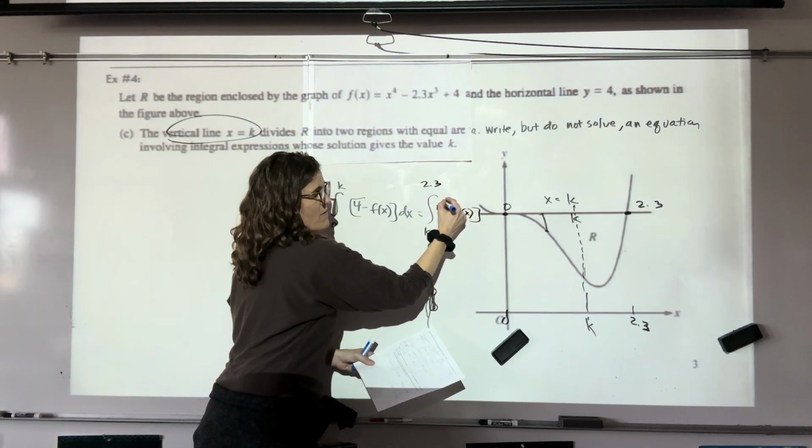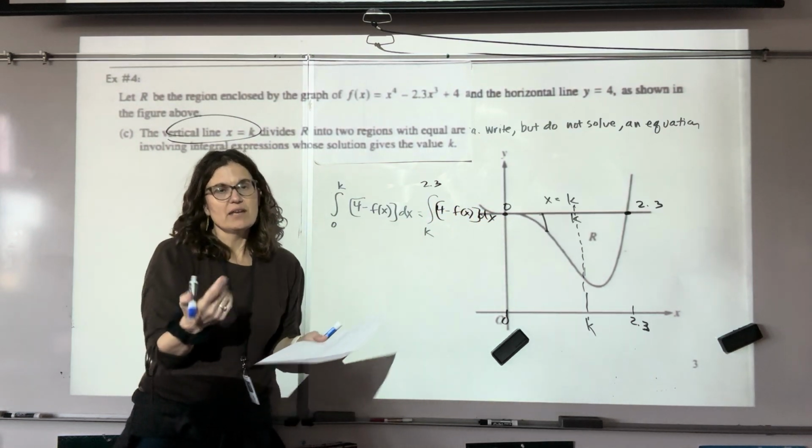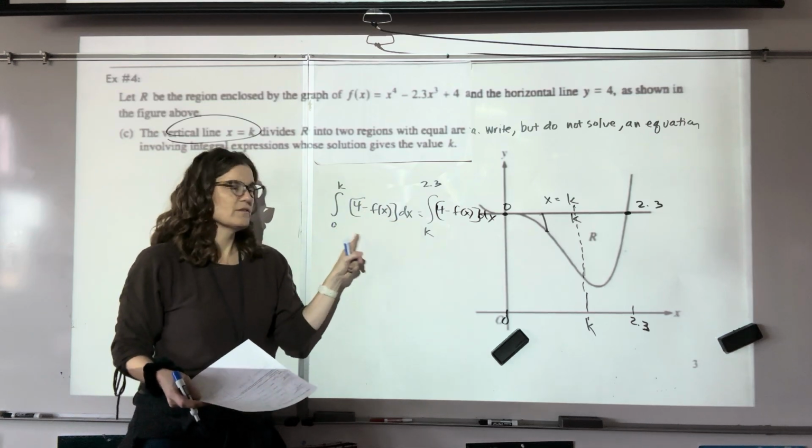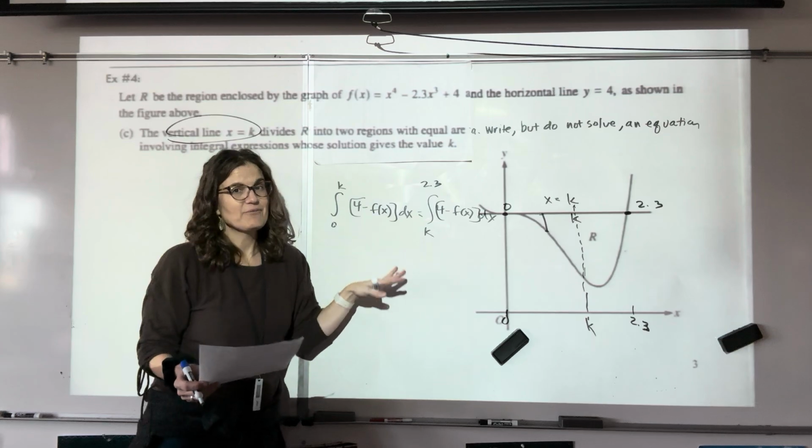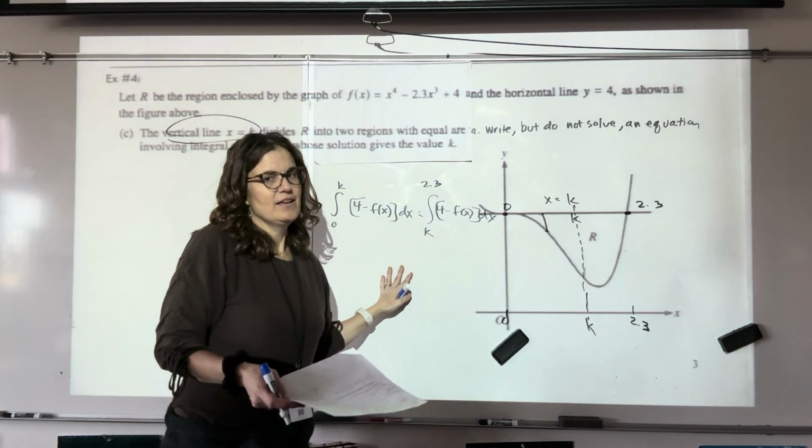Not the only way to solve that problem, by the way. If you had already found the area of the whole region, you could have just had one of them and set it equal to half of the overall region. Okay. And again, you didn't have to solve for k, but you could solve for k if you needed to.